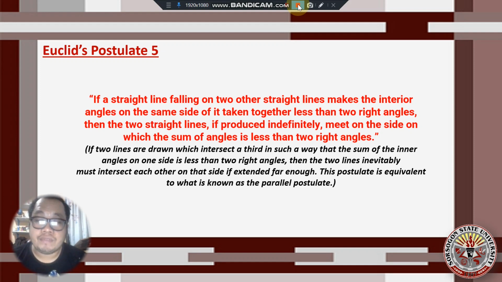So in another version, it is stated that if two lines are drawn which intersect a third in such a way that the sum of the inner angles on one side is less than two right angles, then the two lines inevitably must intersect each other on that side if extended far enough. Now this postulate is equivalent to what is known as the parallel postulate.